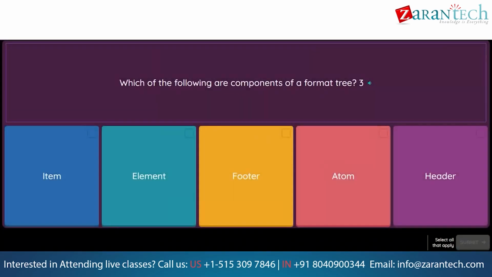Question: which of the following are components of a format tree? Option 1, item. Option 2, element. Option 3, footer. Option 4, atom. Option 5, header.